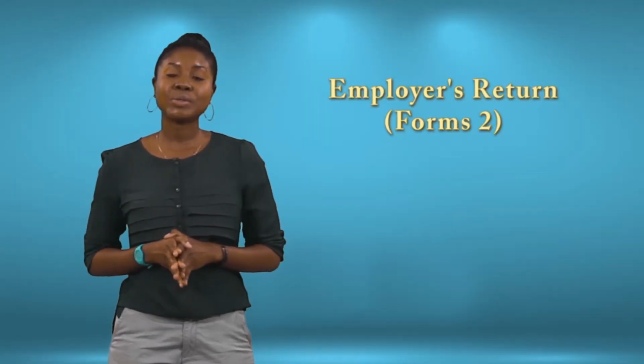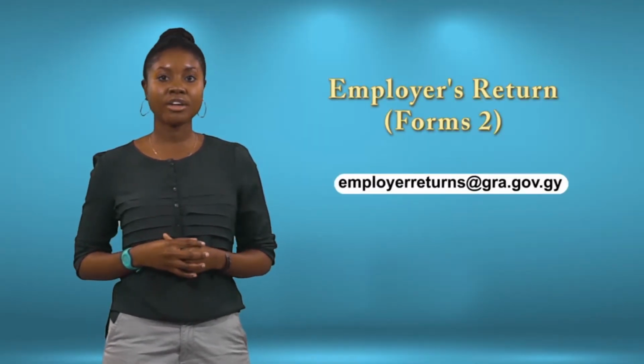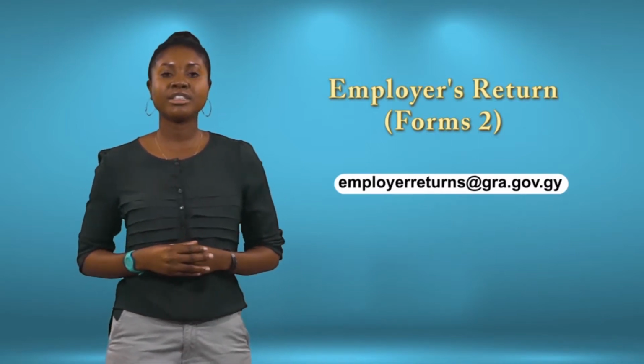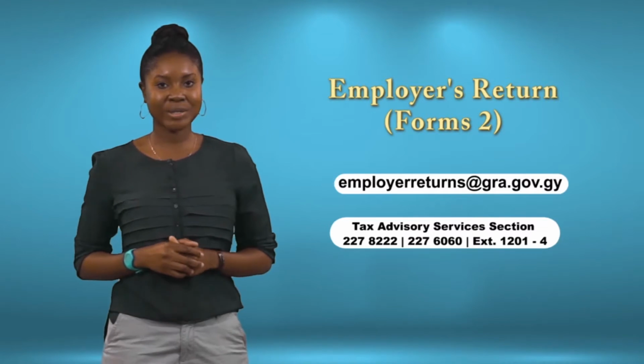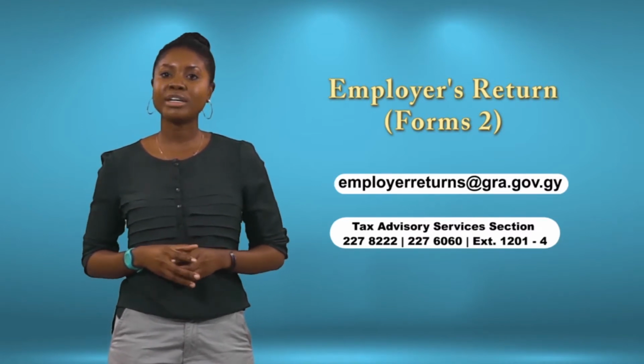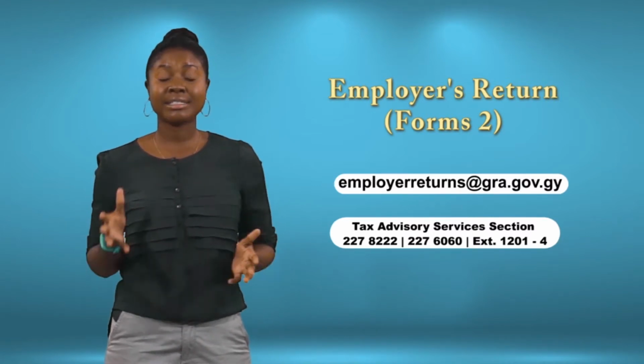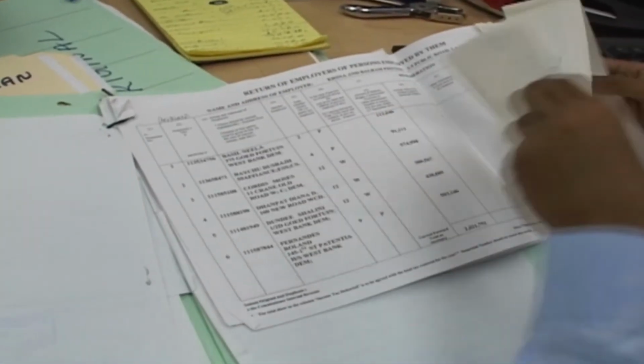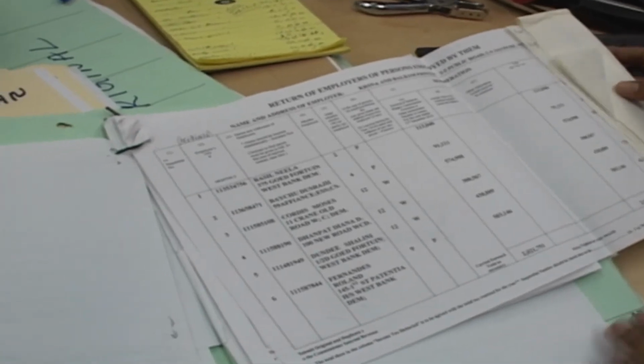Submissions can be sent to employerreturns@gra.gov.gy. And if you encounter any difficulty, contact the GRA on 227-6060, extensions 1201 to 1204. But guys, it does not end there. The hard copy still has to be submitted to GRA by the due date, which is February 28.